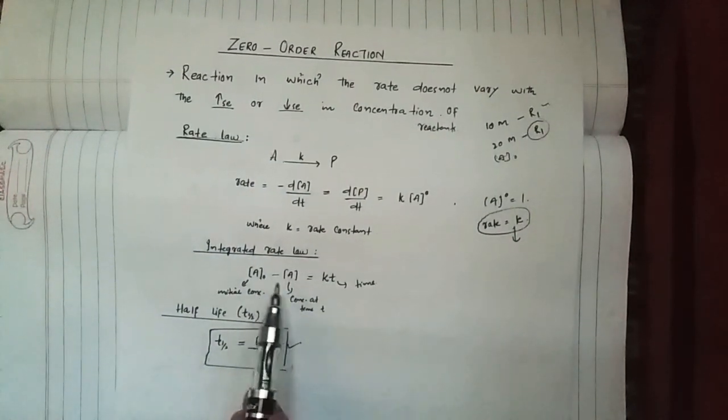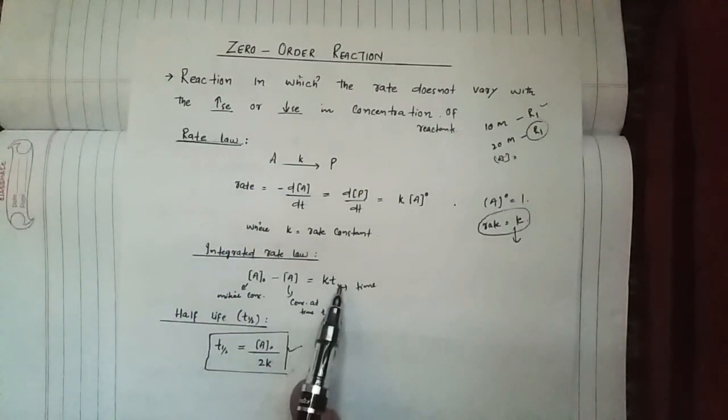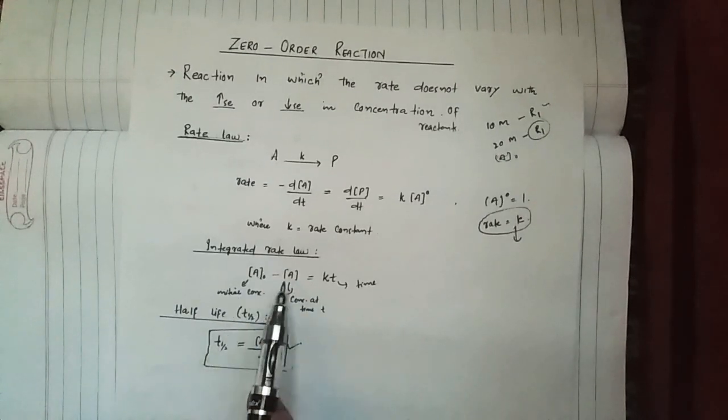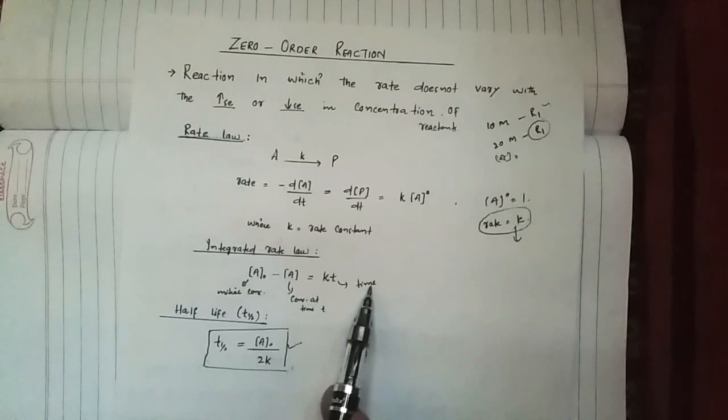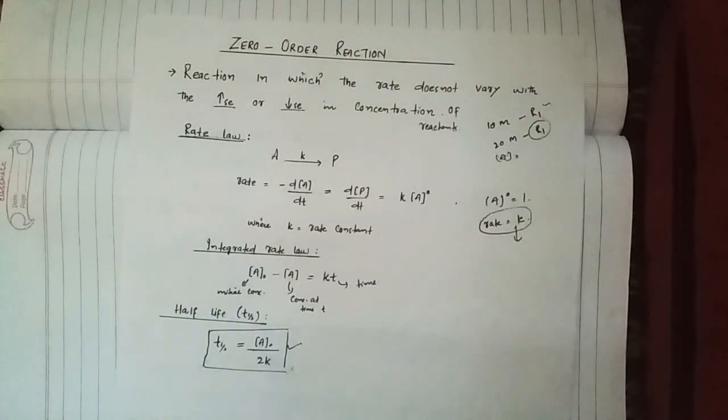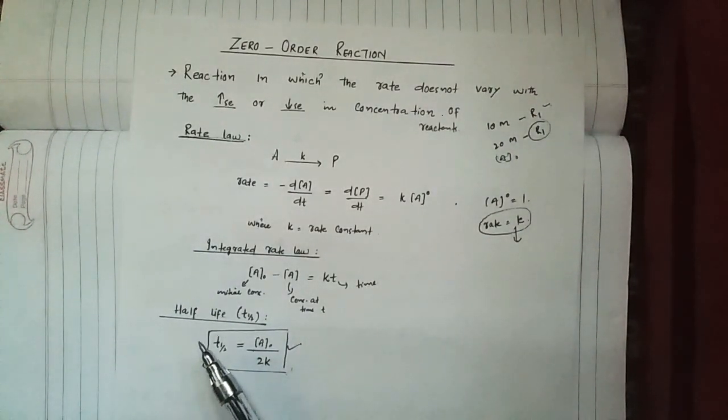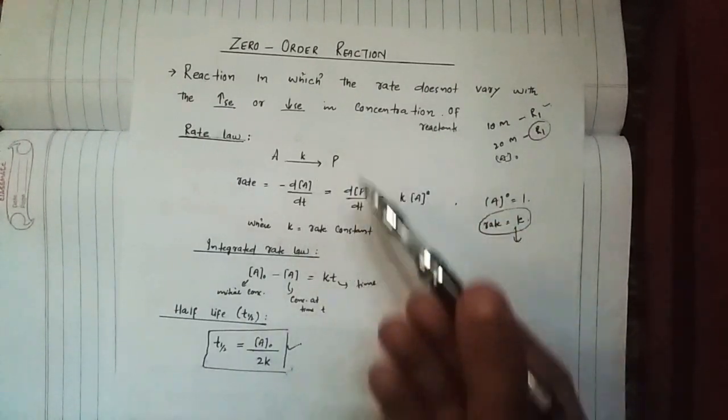If we talk about the integrated rate law, the integrated rate law of zero order reactions is A0 minus A equal to Kt, where A0 is initial concentration, A is the concentration at time t, and t is the time of the reaction. So this is all about the zero order reactions.